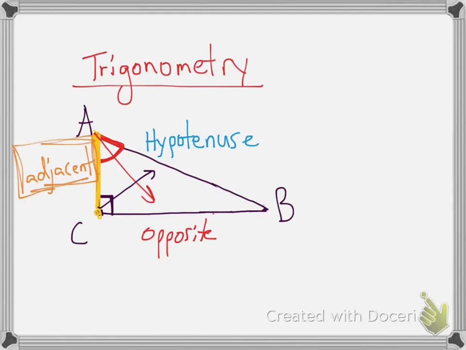So long story short, the hypotenuse is always the hypotenuse. The opposite and adjacent, though, will switch depending on if you're standing from A or if you're looking from B. And the problem will have to tell you.